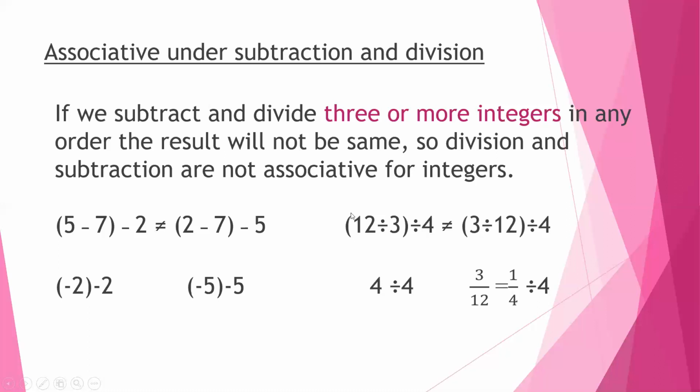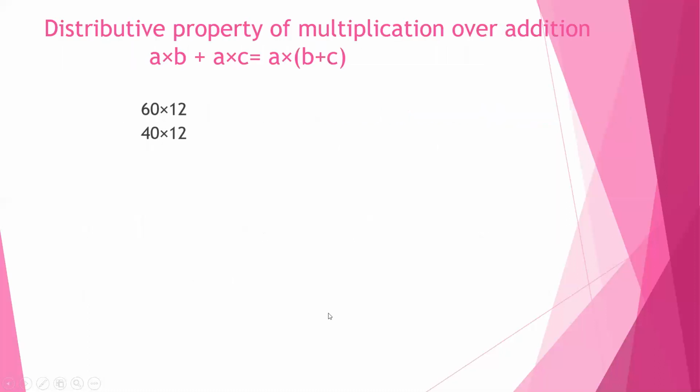In division also, when 12 is divided by 3 and again it is divided by 4, 12 divided by 3, 3 4s are 12, and this 4, and when 4 is divided by 4, naturally it is 1. But when I'm changing the order, 3 divided by 12, 3 divided by 12 is what? 1 upon 4. When I'm dividing this 1 upon 4 by 4, it will not be equal to 1, just like on the left hand side. So we can say division and subtraction are not associative for integers.